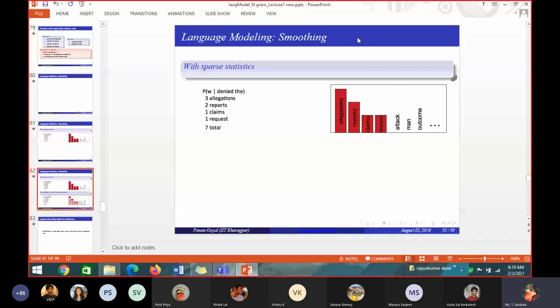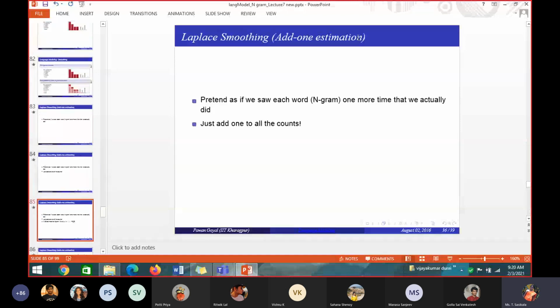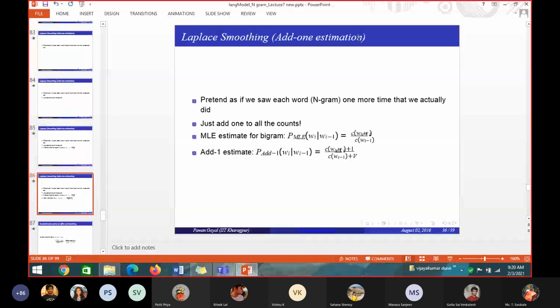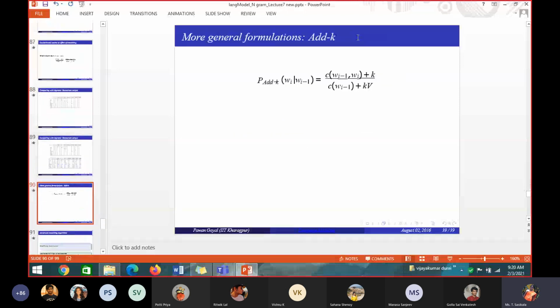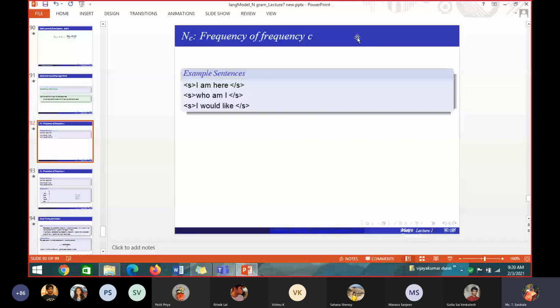Okay, so next class we'll be seeing the next method called Good-Turing smoothing. That is a simple problem. Then tomorrow we'll solve full problems based on this. Okay, students, you can leave.